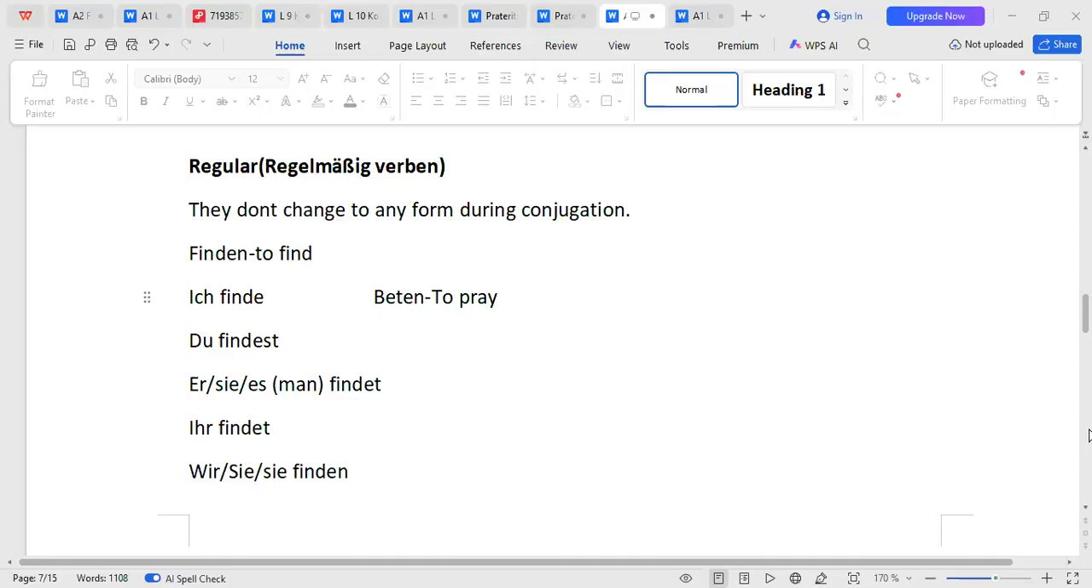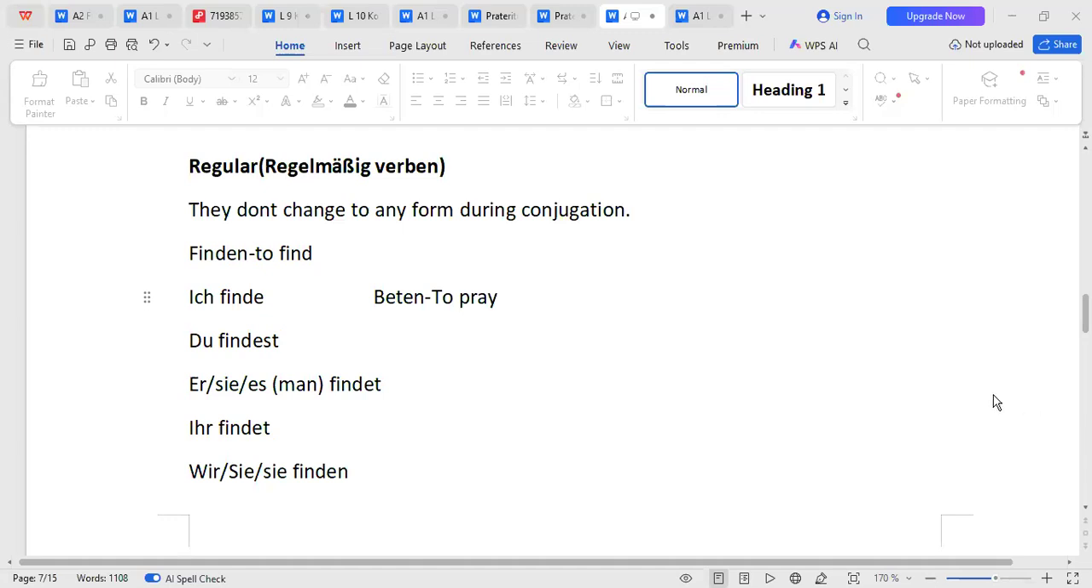Benjamin saying, Ich bete, I pray. Du betest, sehr gut. Ich bete, very good. But when you come to the du, remember the rule. Say du betest. Yes. So the rules are very simple.